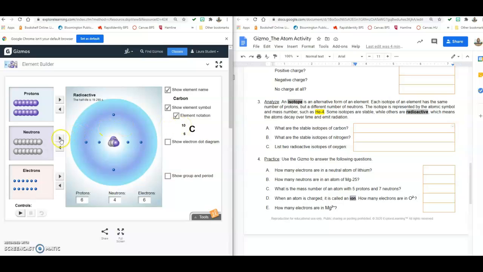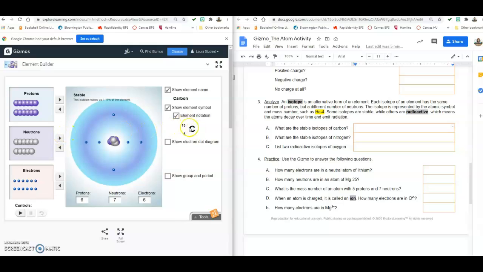Let's add another neutron. Adding more neutrons increases the mass number, but carbon 11 is also radioactive. Let's add another neutron. Carbon 12 appears to be stable. In fact, carbon 12 makes up 98.89% of all carbon atoms on Earth. All right, let's see if we can find any more.